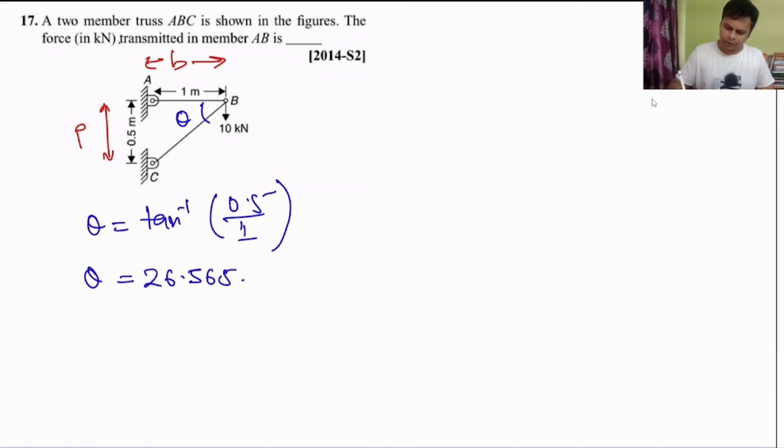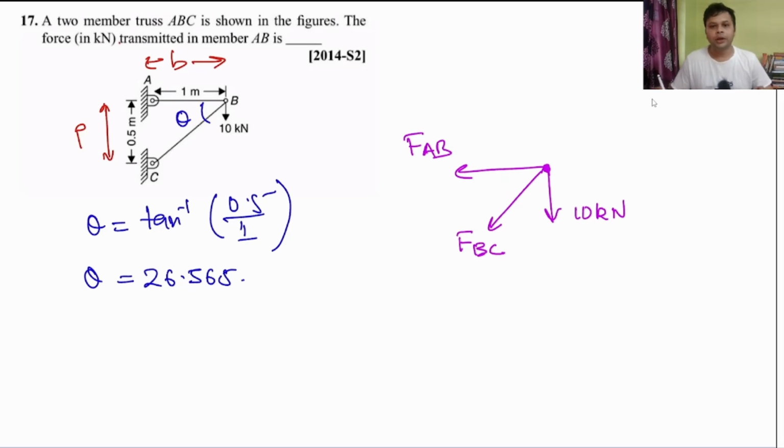Let us now consider the equilibrium of joint B. What are the forces? There is a 10 kilonewton force in the downward direction. This is force AB. I am assuming the direction, since I don't know it. If the direction I have assumed is wrong, the answer will come out negative. This is force BC. So AB, BC, 10 kilonewton, and this angle is theta. What to do? I can form two equations by resolving BC into two parts.